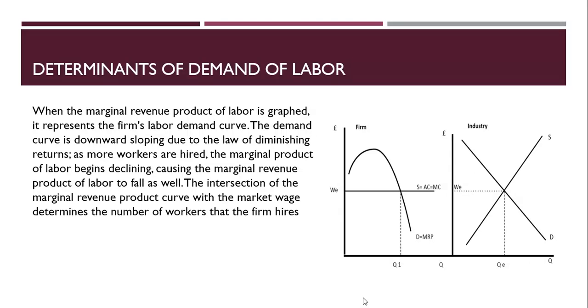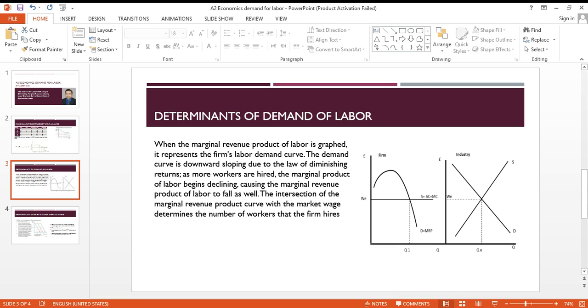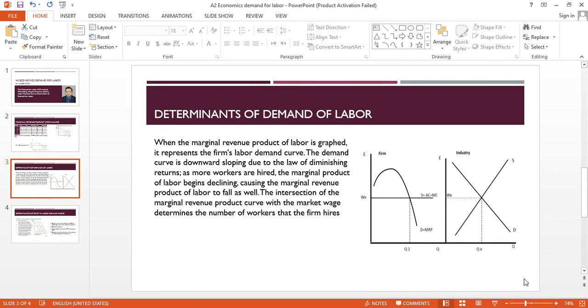Okay, there's one more thing which I want to talk about, and that is the demand curve. Sometimes students get confused here a little bit. The demand curve for the firm. So, what is the demand curve for the firm? The demand curve for the firm is the same as the MRP curve. But when you add all these MRPs, then you get the industry demand curve.